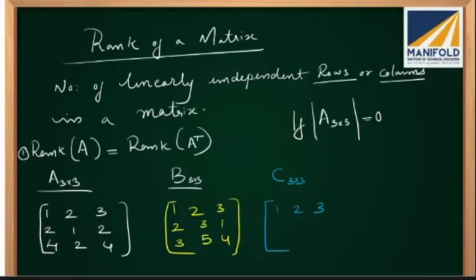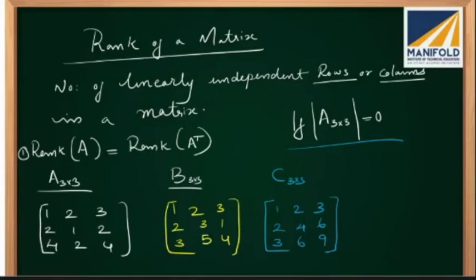Okay, 2, 4, 6, 2, 4, 6, 3, 6, 9, 3, 6, 9. Okay. Now we'll explain the concept of rank using these three matrices and the idea of determinant. For this particular matrix, all the rows are linearly independent.